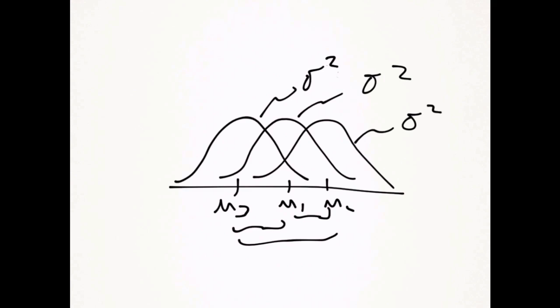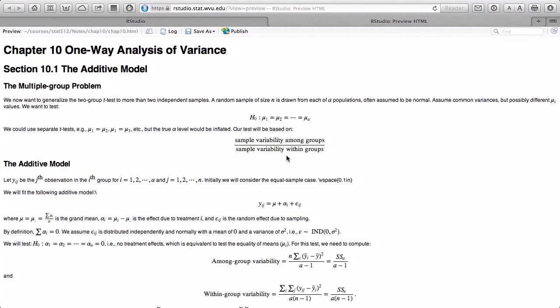So how do we operationalize this? In a general sense, the sample variability among the groups is how far the means differ from each other. If the groups overlay each other, that numerator will be near zero. But if the groups are very different, then that numerator is going to be much greater. And the sample variability within groups is the estimate of sigma squared within each group, and then somehow we pool it together. So what is our model?